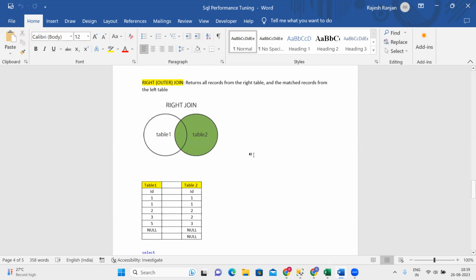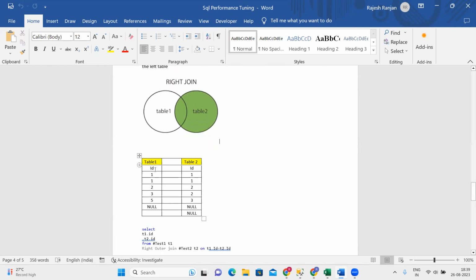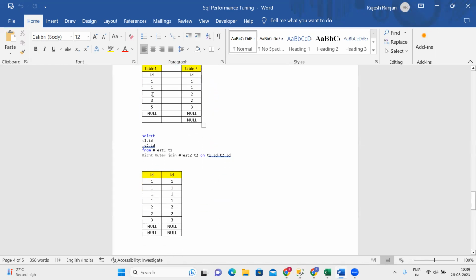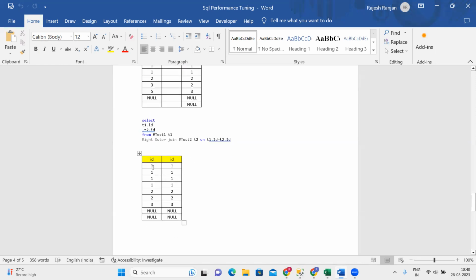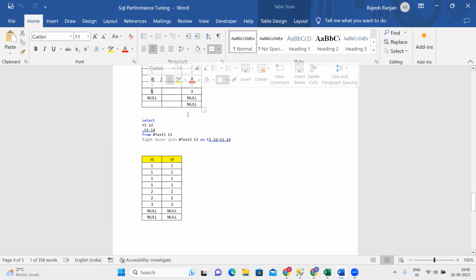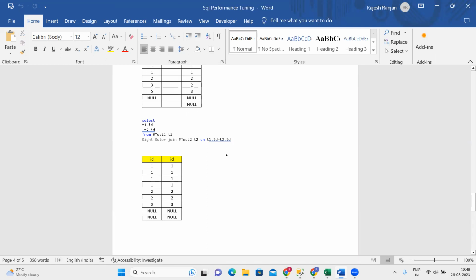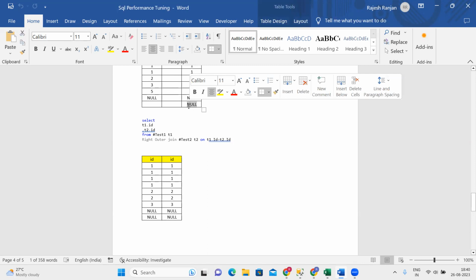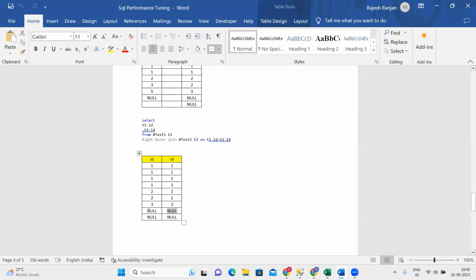So I'm taking the same example, where you have these two tables, and you can see the ID. Now coming to the output, you can see 1 is matching in both tables, so nothing is going to change, and this one is also the same. The only difference is that 3 is the same, but you can see 5 is there in this table and we don't have 5 in the second table, so that output should not be displayed here. Coming to the null, in this table we have two null values, that's why we are getting two null values.